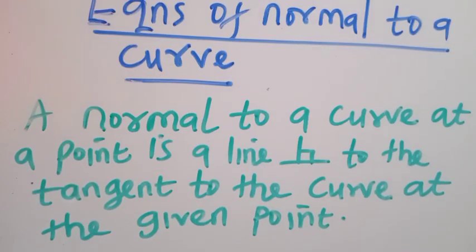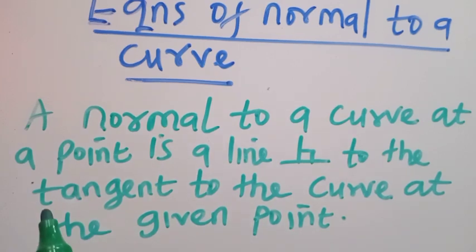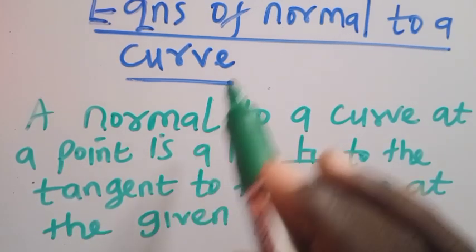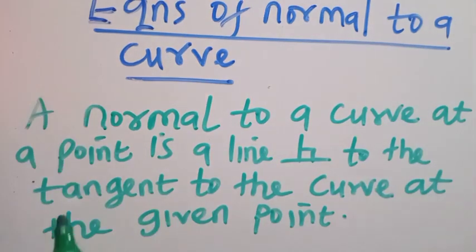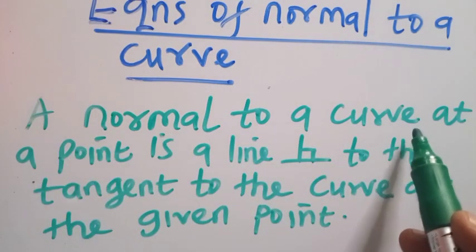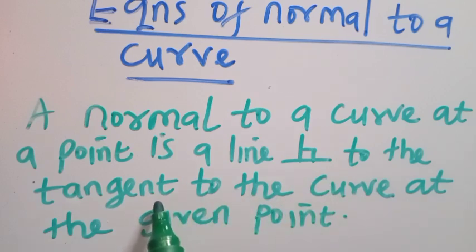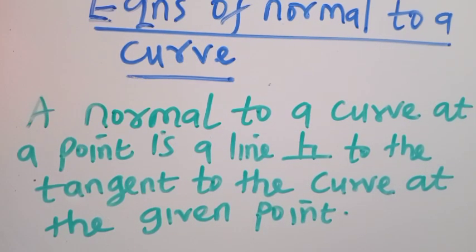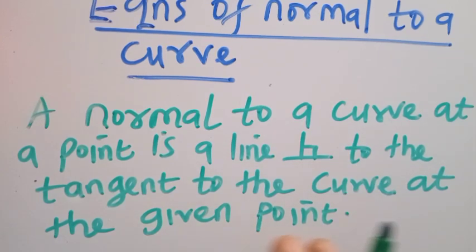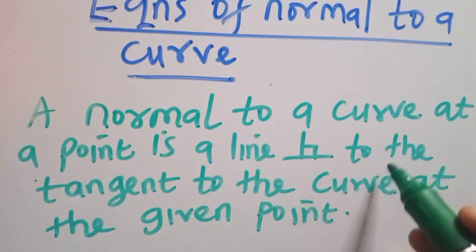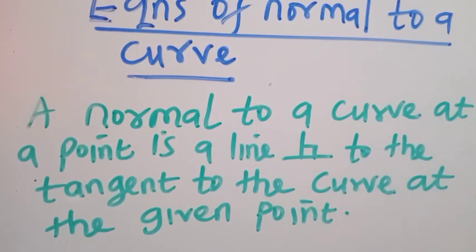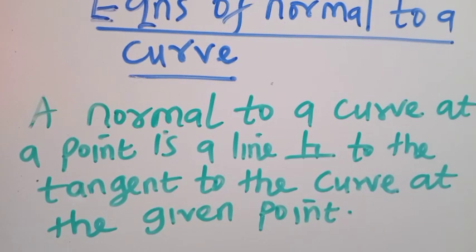Ladies and gentlemen, I want us to look at the equations of normals to a curve. I want us to take note that a normal to a curve at a point is a line perpendicular to the tangent to the curve at the given point. That a normal to a curve at a point is a line that is perpendicular to the tangent to the curve at the given point.